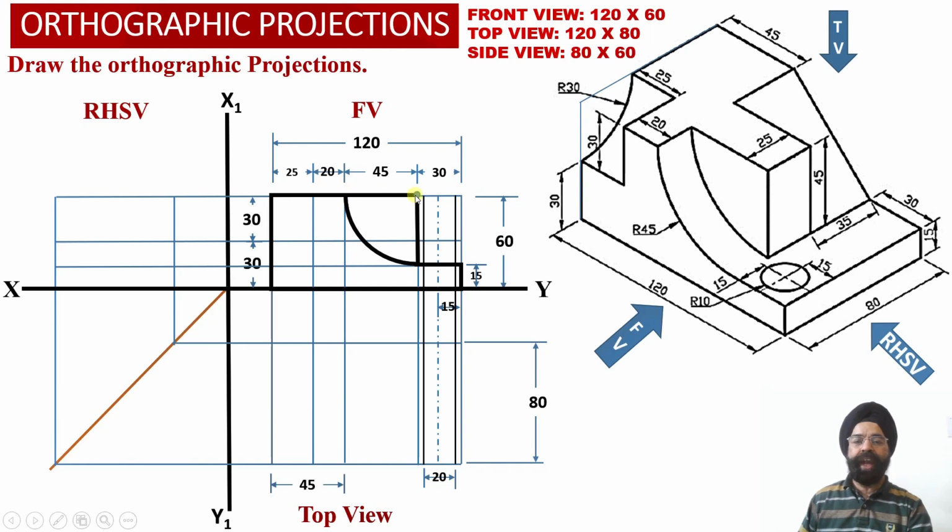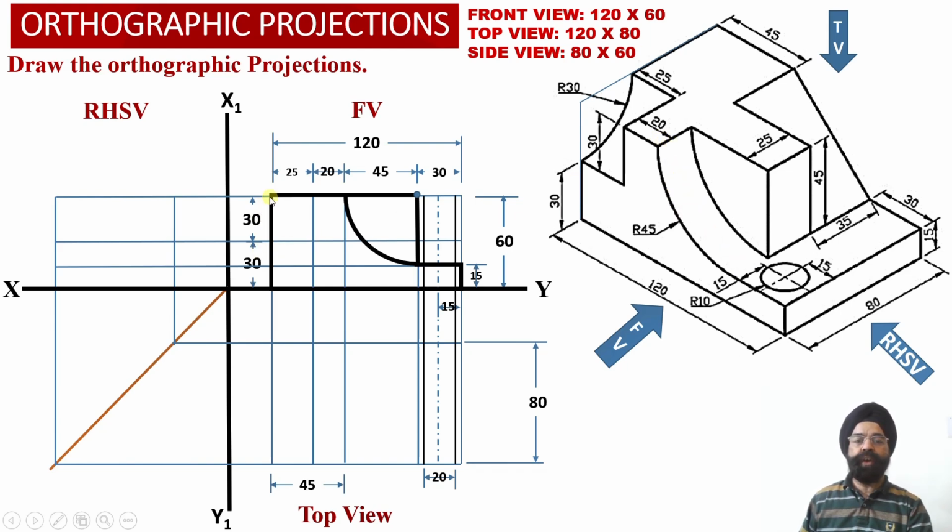So with this point as the center, radius is equal to 45 millimeter, we are going to draw the circular projection corresponding to this circular cut section, which we are able to observe onto the front side of the solid over here.